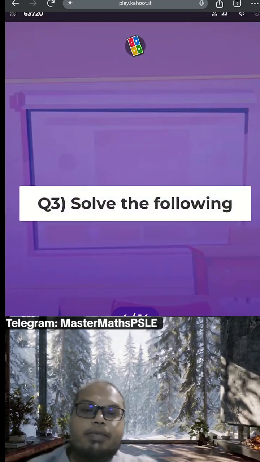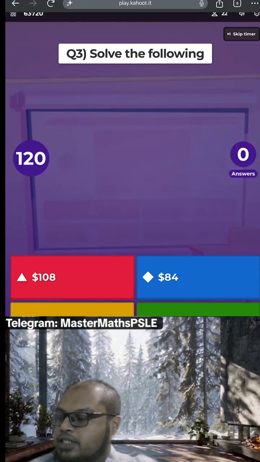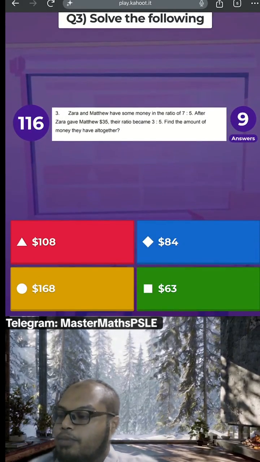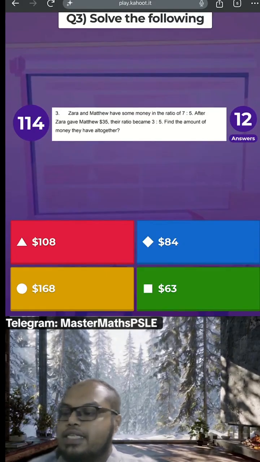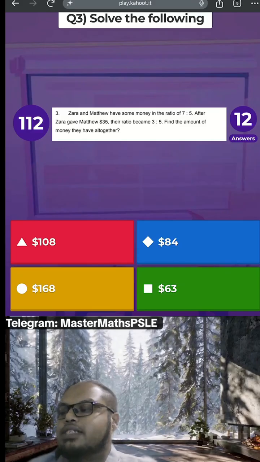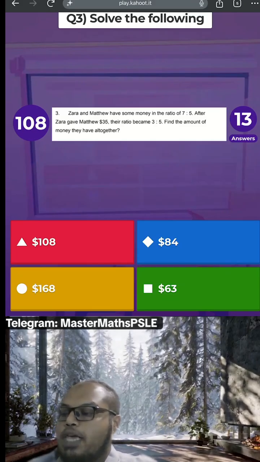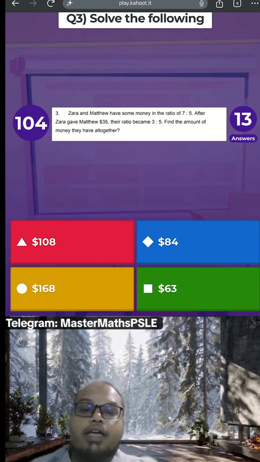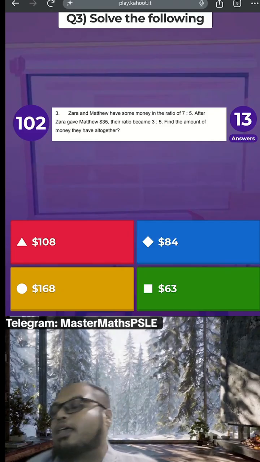Alright, question number 3. Okay, now the ratio of their money is 7:5. So when Zara gave to Matthew, the ratio became 3:5. So here when they give to each other, what does this mean?